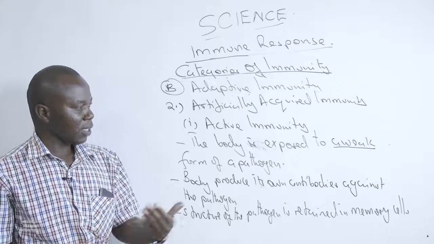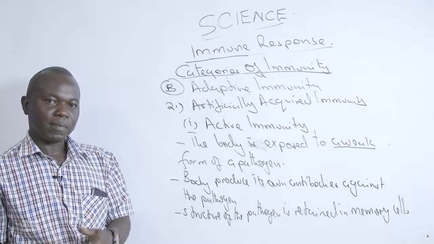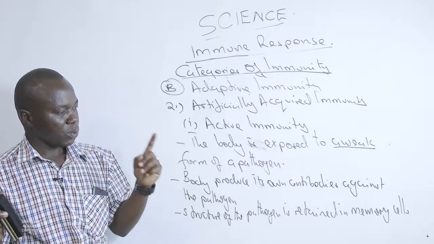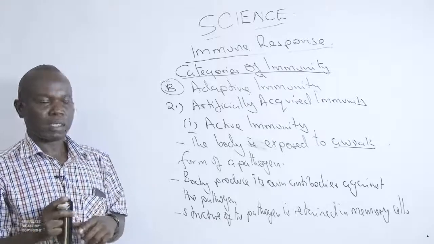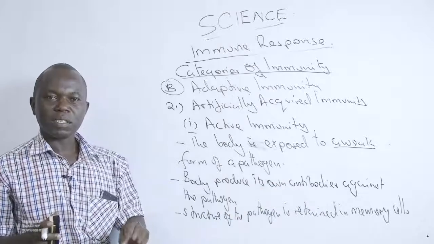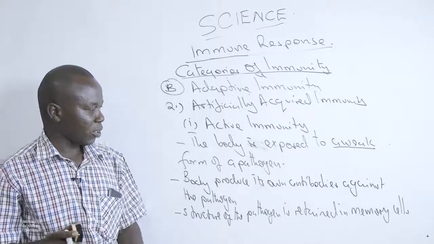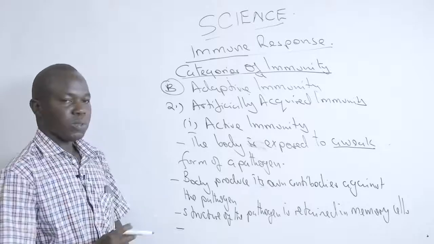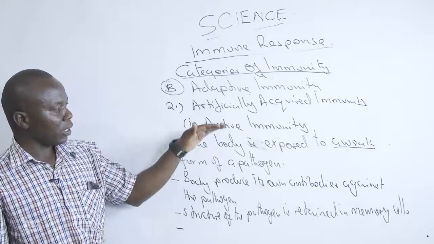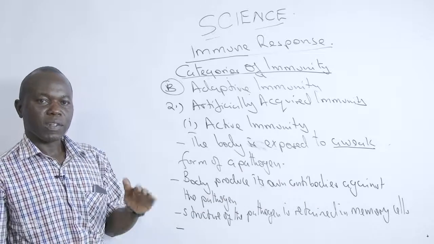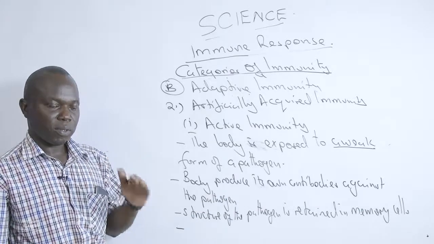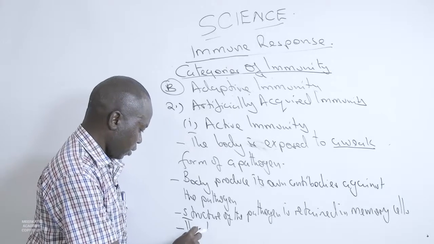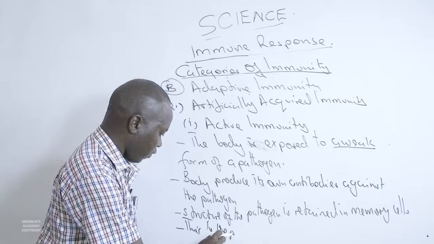Once it is retained, any subsequent attack again, the body will just go back to the memory cells and find out you are the same pathogen that attacked us. This is the kind of antibodies that we produced. You cannot defeat us. It's now going to clear the disease. So this is the principle on which vaccination or immunization works.